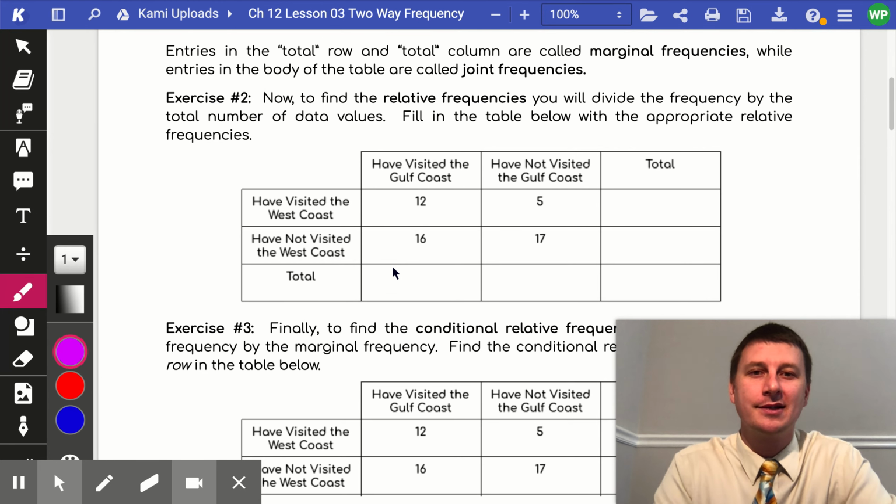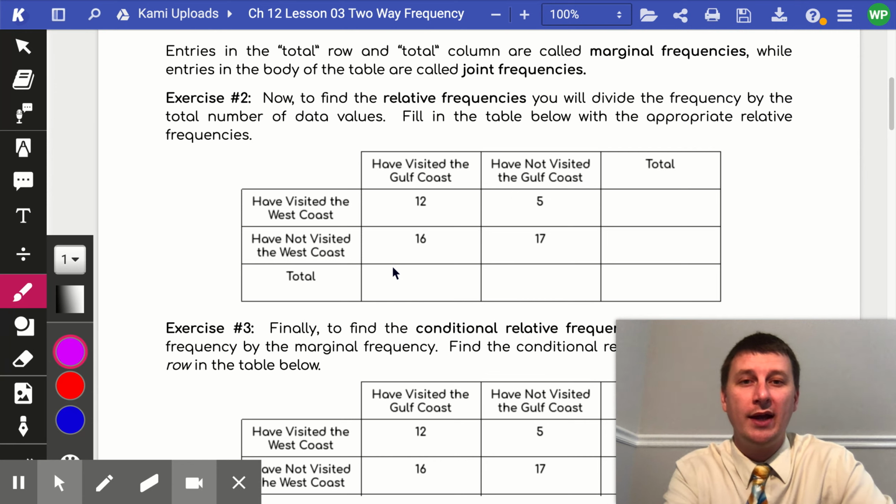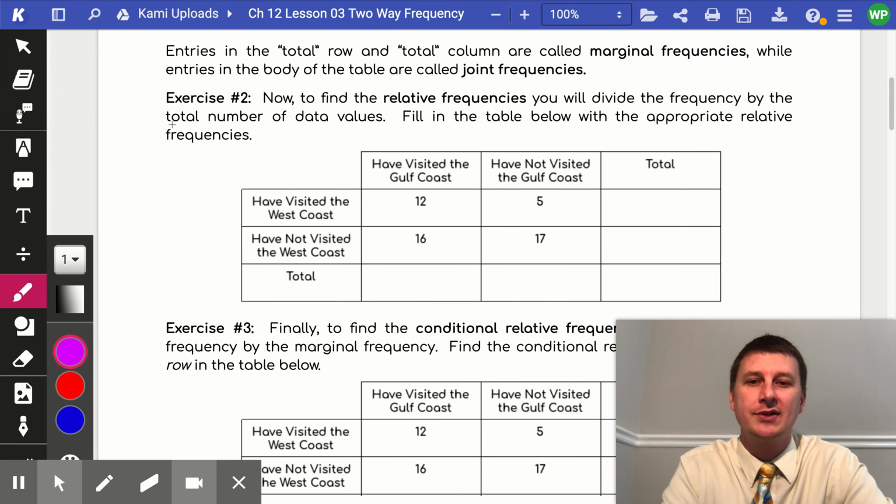We're going to continue our study of statistics here with two-way frequency tables. And in exercise number 2, we're going to look at this thing called relative frequencies. To find relative frequencies, you're going to divide the frequency by the total number of data values. So fill in the table below with the appropriate relative frequencies. Again, to find relative frequencies, we will divide the frequency by the total number of data values.